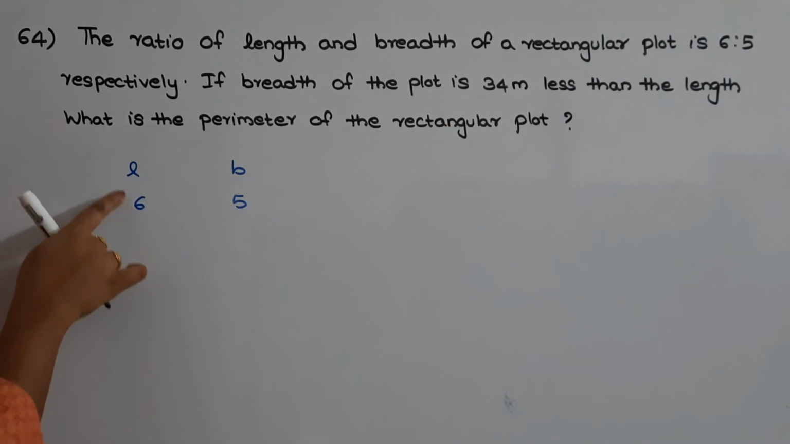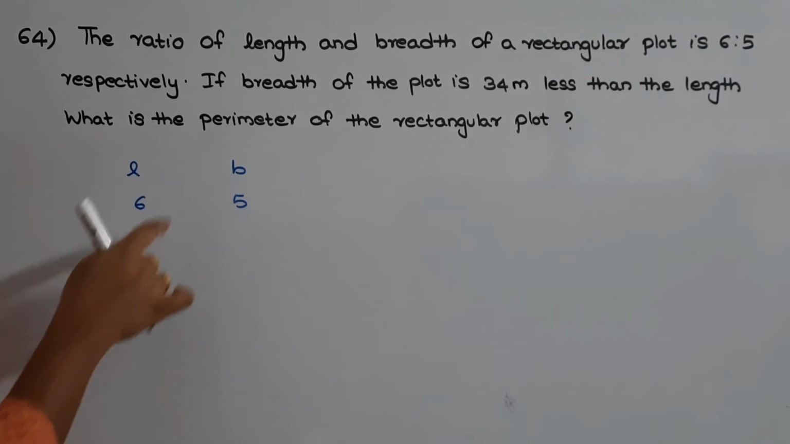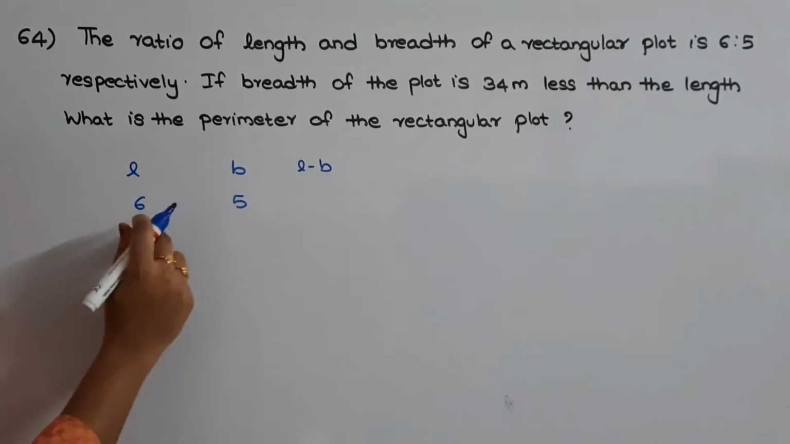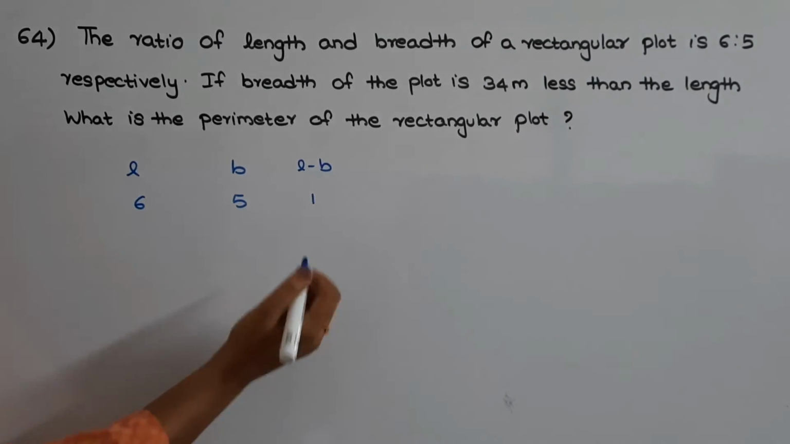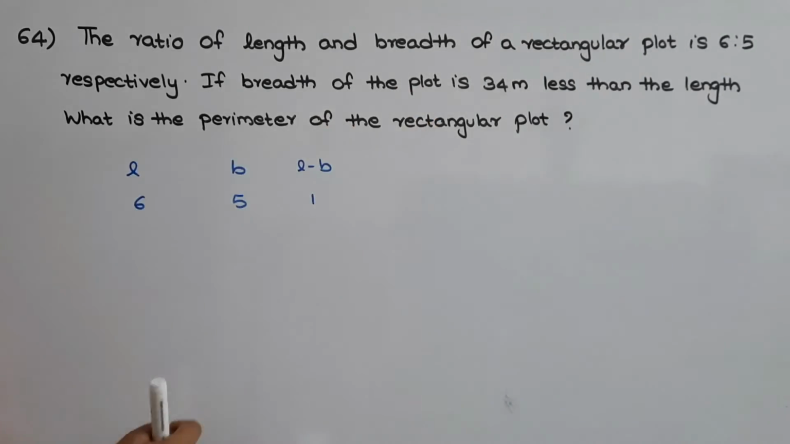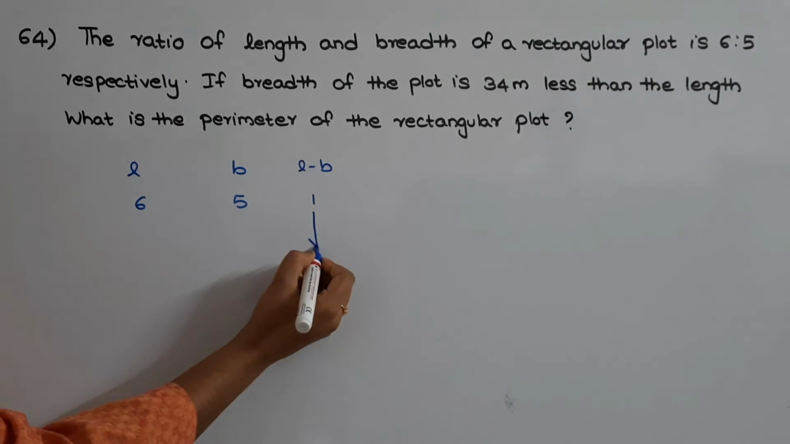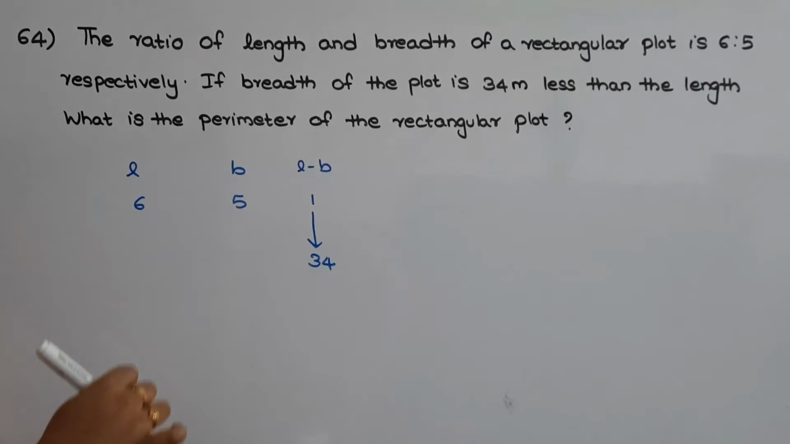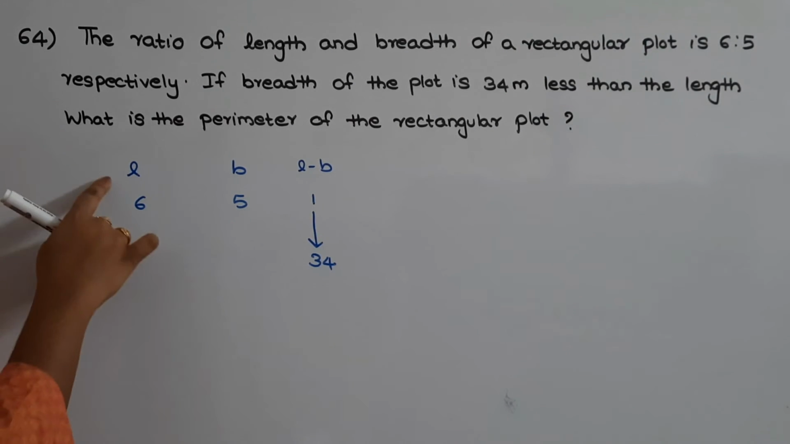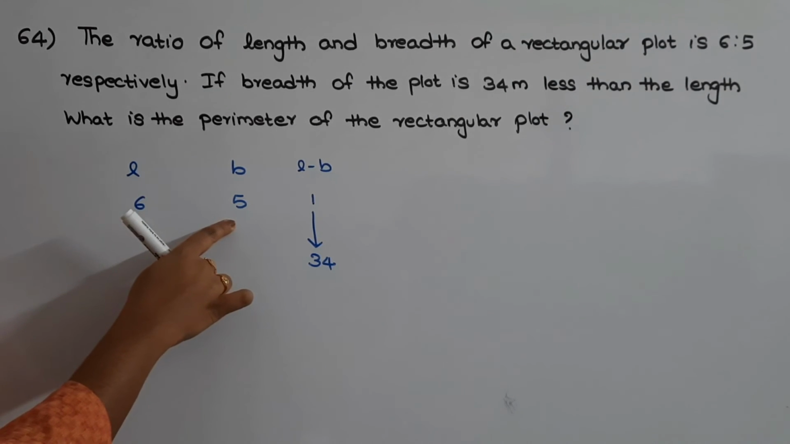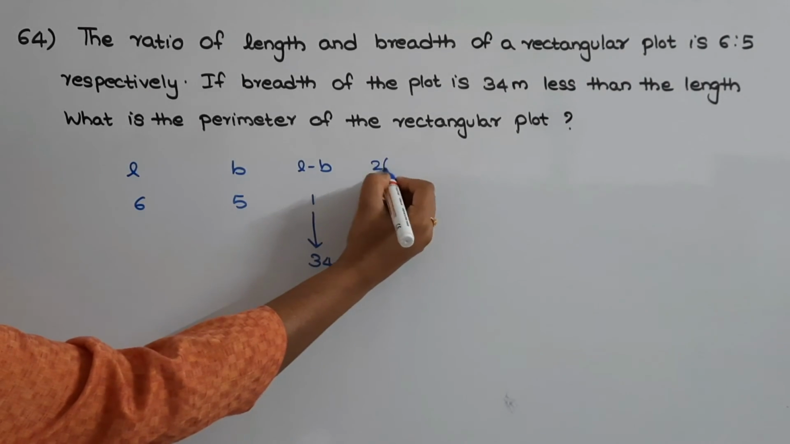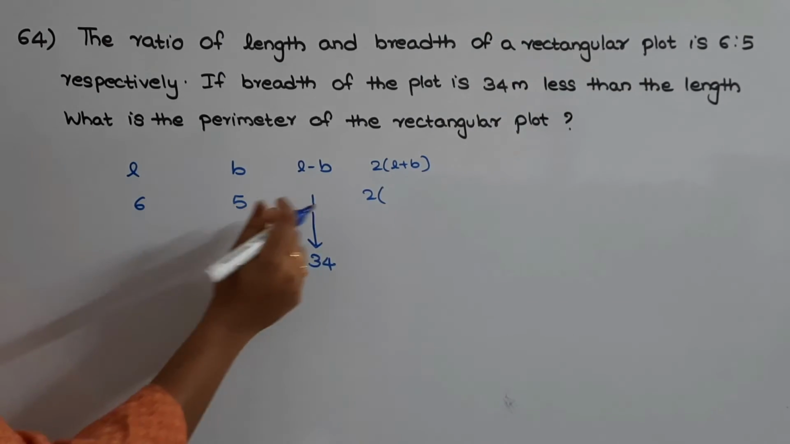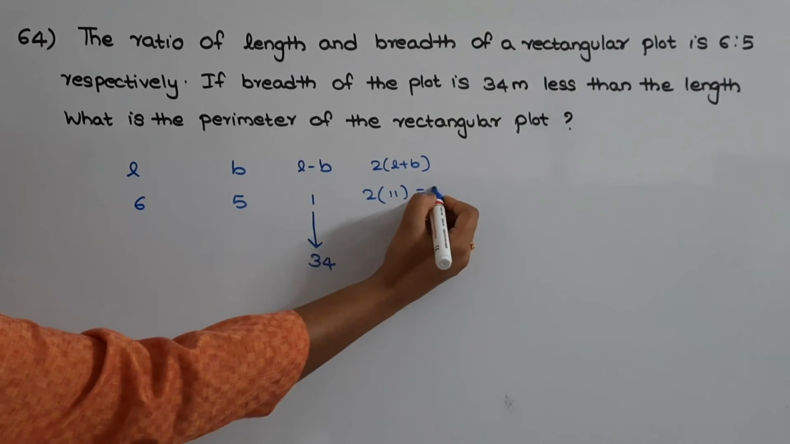So if we take 6 as the length and 5 as the breadth of the rectangular plot, then what will be the difference between them? That will be equal to 6 minus 5, that is 1. But this difference is given in the question as 34, so we can write this 1 as 34. We need to find out the perimeter of the rectangular plot. If we take length as 6 and breadth as 5, then the perimeter is 2 into (L plus B). That is 2 into (6 plus 5), which will be equal to 22.